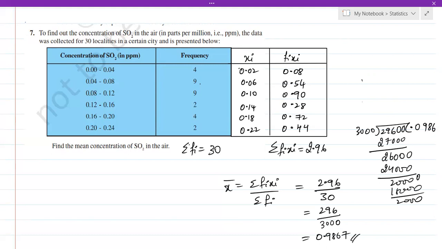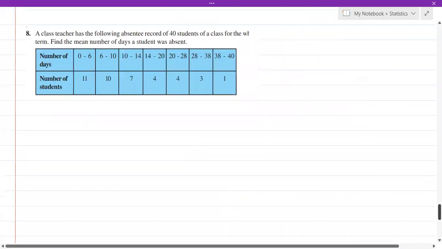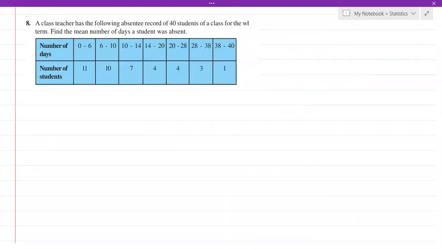So let's get into the next question. The next question: a class teacher has the following absentee record of 40 students. So total number of students is 40 for a class. Okay. Find the mean number of days a student was absent. That is the average number of days that the student was absent.